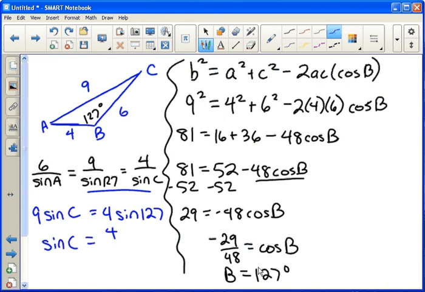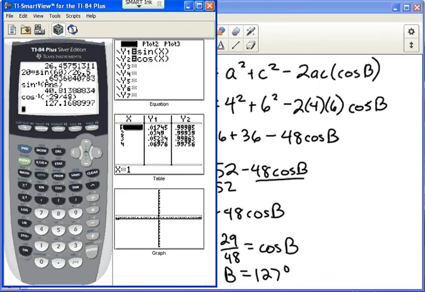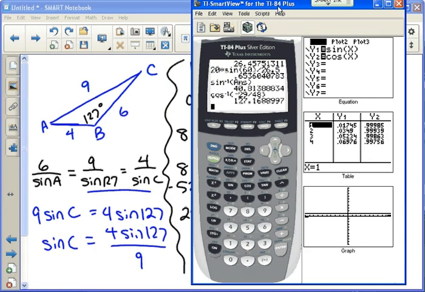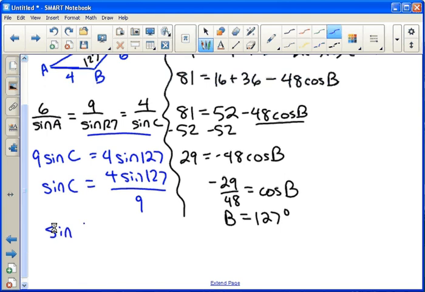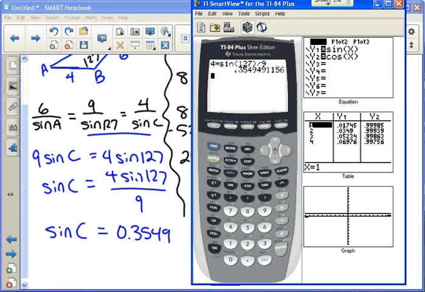Let's see what that gives us. We have 4 times the sine of 127 over 9. We get 0.3549, and then remember, at this point we need to use arc sine to solve for C. So we use sine to the negative 1, that's arc sine, it's all the same thing, of the answer. And we get 20.7, so we'll round up to 21 degrees for angle C. 21 degrees.